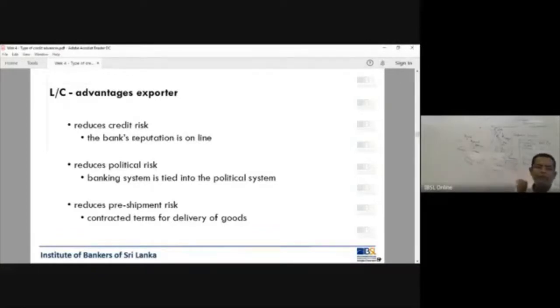Reduce the pre-shipment risk. There is a contract, a confirmed contract. If the exporter ships the goods and provides the documents, I will get the payment. Else what will happen? I get the order, I prepare everything, I try to ship, then the buyer is not there anymore. Now, after this LC is opened, if the buyer goes bankrupt in between and the documents come to the bank, the bank has to pay. Bank needs to pay, right?